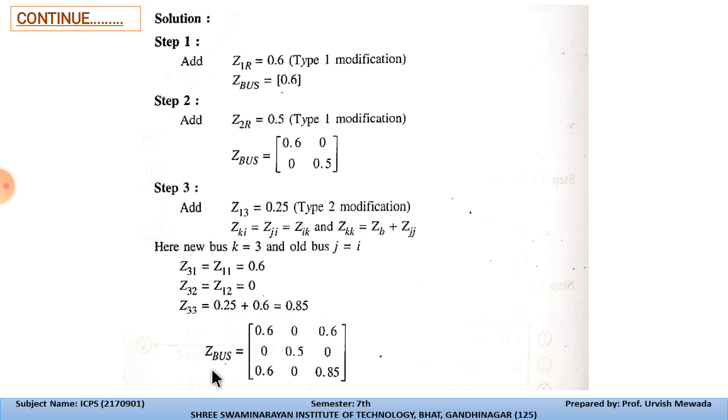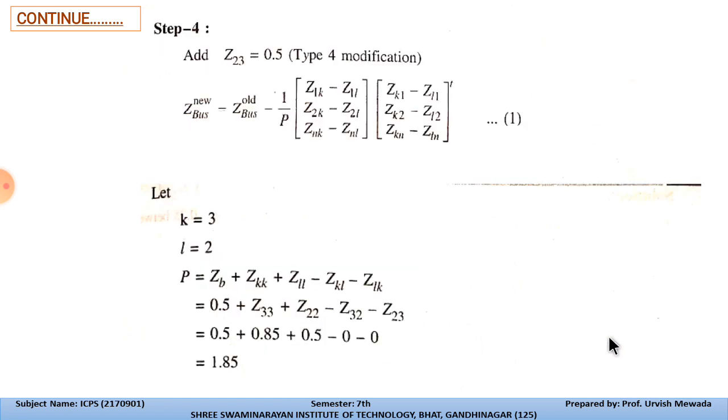So now the Z bus that is formed due to 3 links will be a 3 by 3 matrix. So this is 1 1, then this is 2 2, then this is 3 3. These are the impedances that we find out from this type 1 and type 2 modification. So ZBus will become 0.6 0 0.6, then 0 0.5 0, and 0.6 0 and 0.85. From this you can find out there is a connection between the links and the nodes.